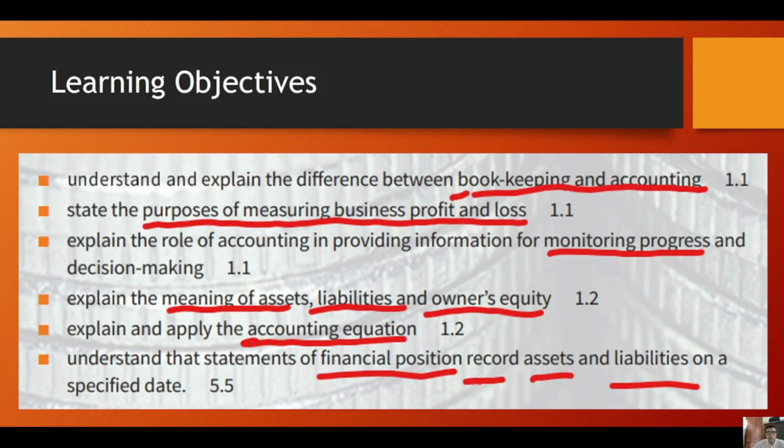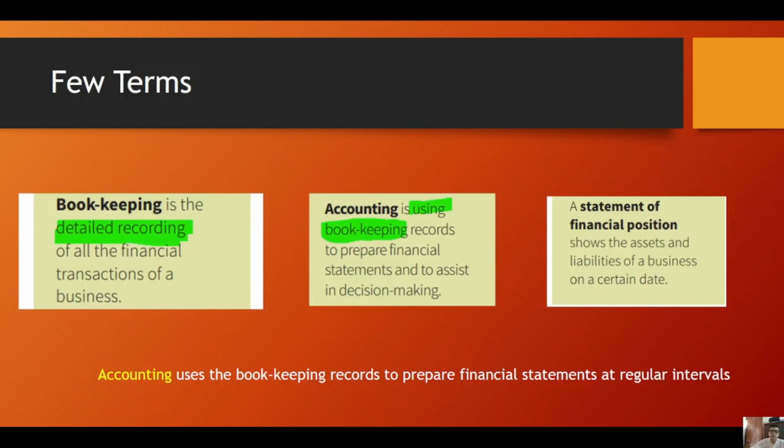about what is bookkeeping and what is accounting. We will learn the purpose of measuring profit and loss. We will also learn the role of accounting in providing information, monitoring the progress of businesses, and decision making. And then we will learn the meaning of assets, liabilities, and owner's equity. And then we will learn the accounting equation, and then the statement of financial position of assets and liabilities on specific dates.